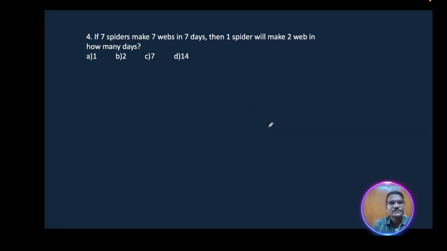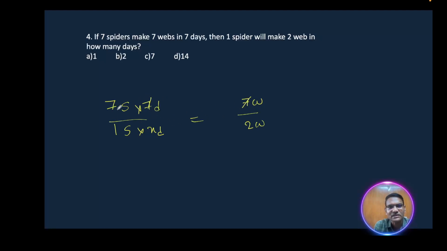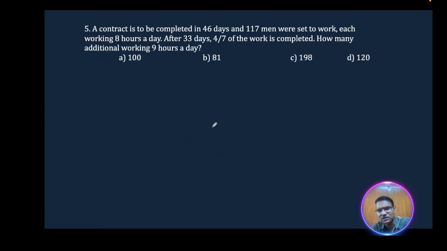Next question, also in the same model: 7 spiders can make 7 webs in 7 days. 7 webs is the work, 7 days I take on the left side. Now one spider will make 2 webs in how many days? Some x days. Do this as one unit and follow the same. 7 gets cancelled, 7 into 2. Now x equals 14 days required. So that's so easy now. It won't take more than 20 seconds to solve such questions. No need of any logic here to solve such questions.